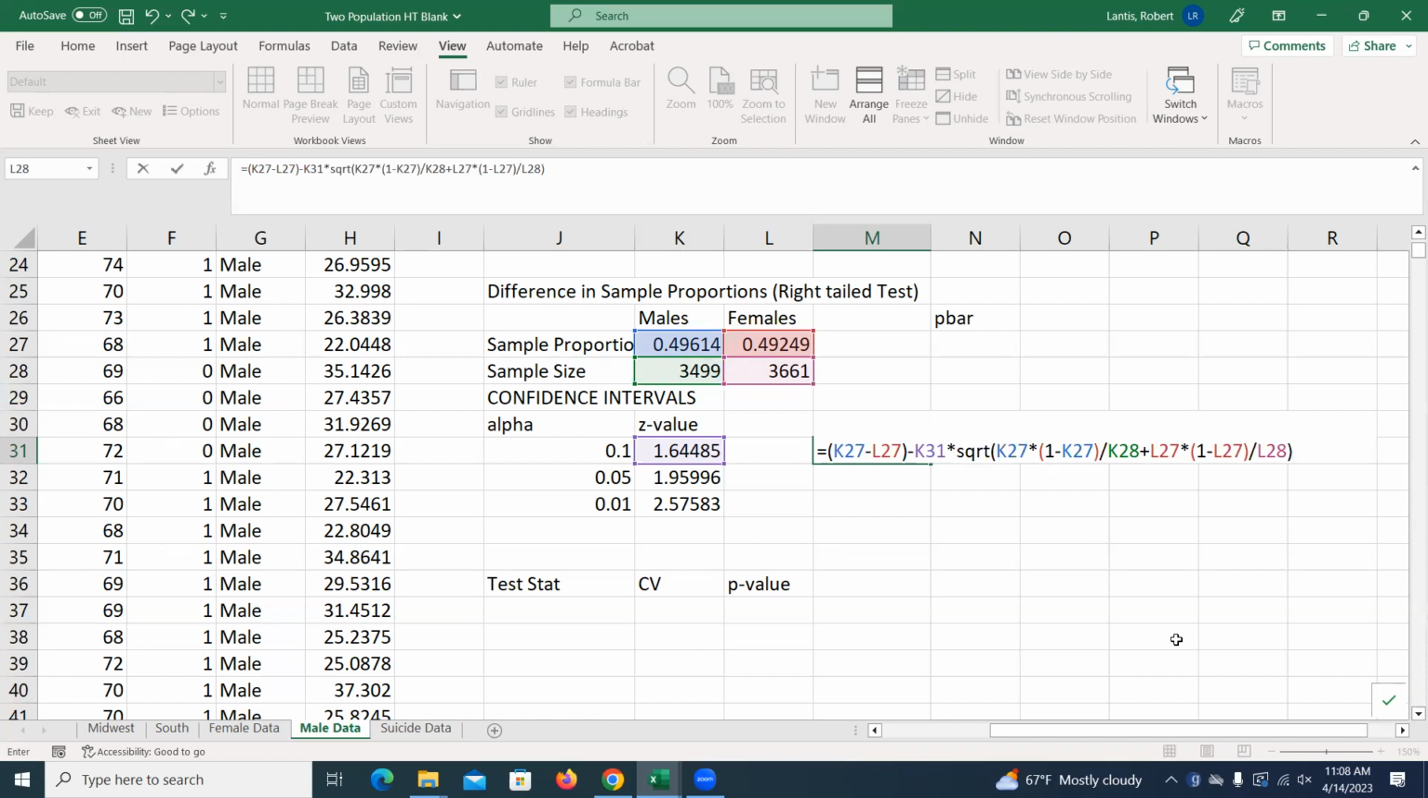Questions on that? It's not going to be too crazy. It's really similar to what we did with the one population example. It's just that there are a few more moving parts. Okay. So if I copy this down, what's the only thing that should change at different levels of confidence?